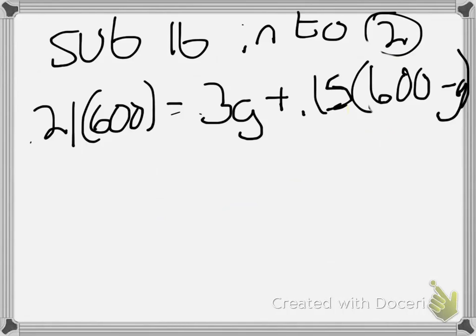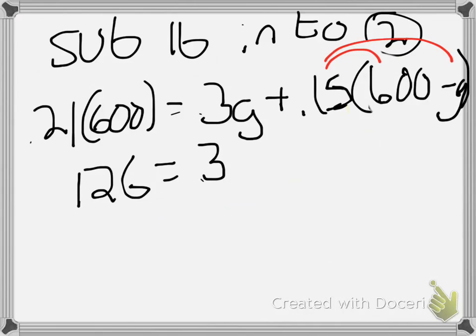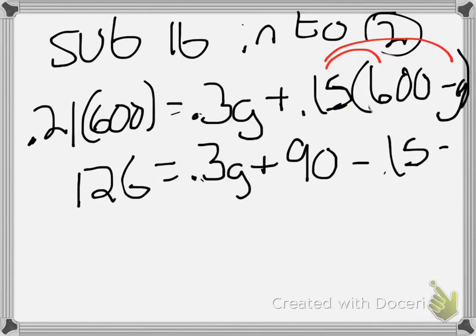Then we use substitution, I think that's what it's called, I don't really know. And after that, it becomes 126, because 0.21 times 600 equals 126, equals 0.3G plus 90, because 0.15 times 600 equals 90, minus 0.15G.